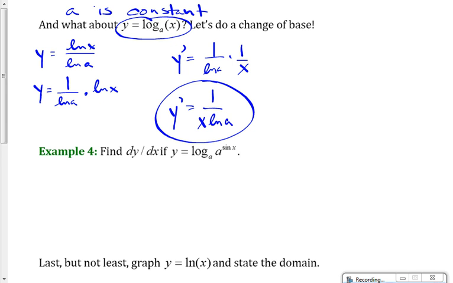Okay? Somebody wanted at least to see it implicitly. If you want to do it implicitly, I started with this. I did it as ln a times y equals natural log x. And then I took that from here. And then you can do an implicit derivative from there. You'll end up with the same thing. Okay?